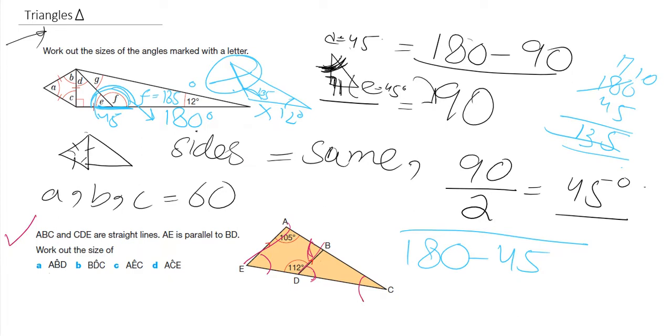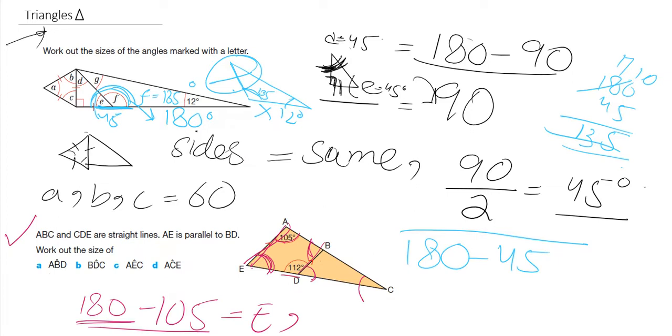So for ABD, when you have two parallel lines, the co-interior angles will add up to 180. The first one is given, and these two angles A and E will make up 180. You can easily subtract 105 from 180 and get the value of E.